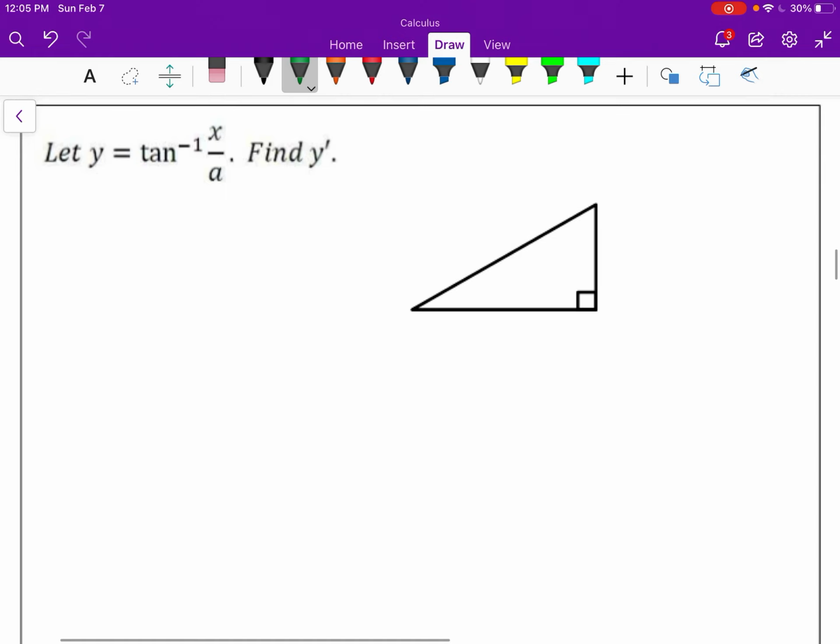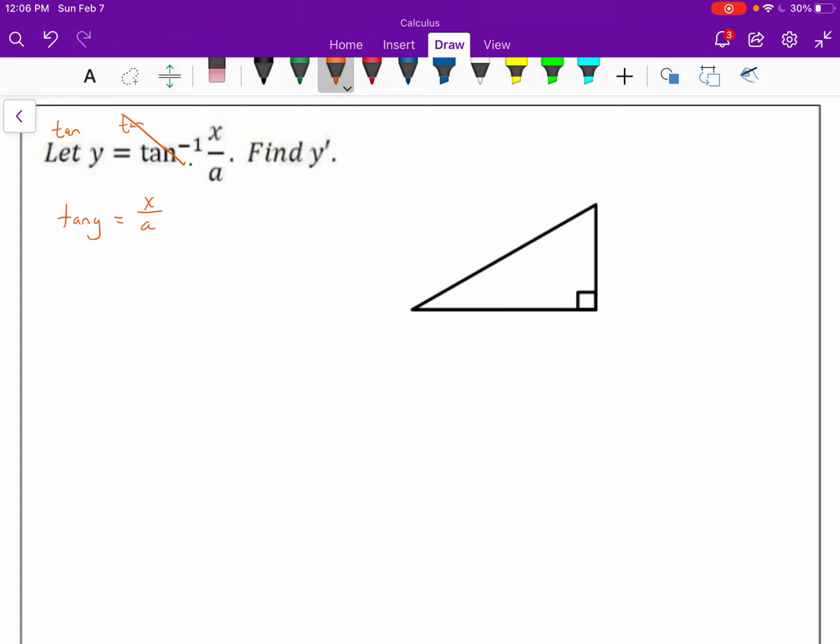We can keep going. We can do inverse tangent. We can do inverse secant, inverse cosecant, inverse cotangent. They're all going to be similar. So now what we have is inverse tangent. So let's take a look at this. We don't know the derivative of inverse tangent yet, so we're going to take the tangent of both sides. And we are left with tangent of y equals x over a.